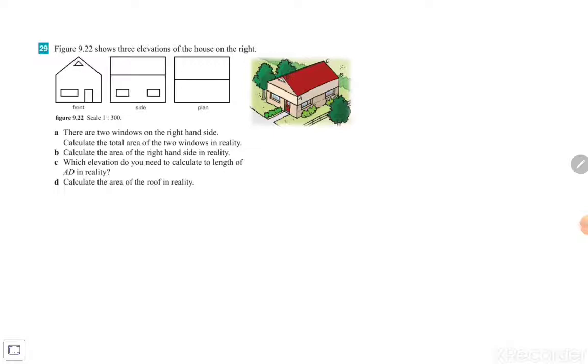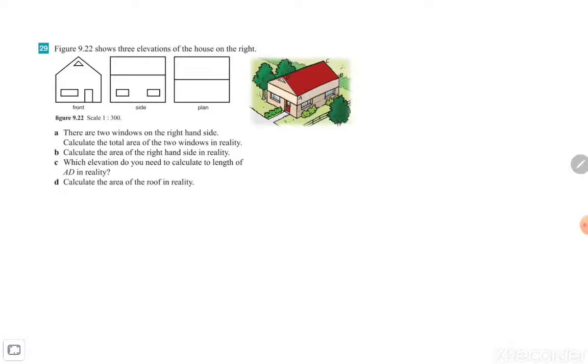Here's a new video about exercise 29, where we find the front and the side elevation of a house and the plan of the house. And the question is that there are two windows on the right hand side and calculate the total area of the two windows in reality.